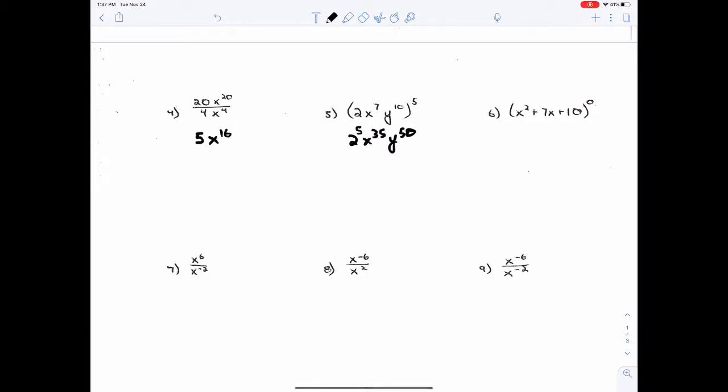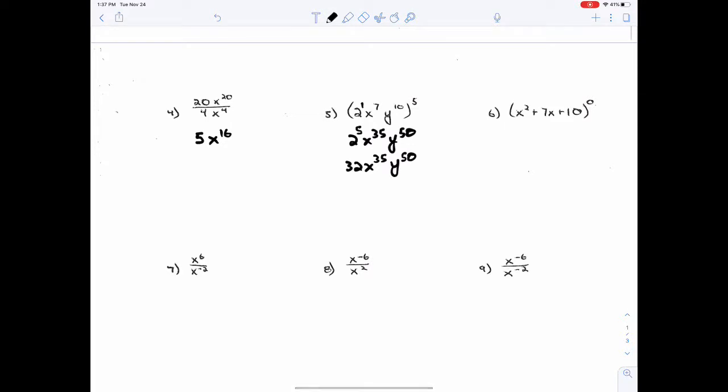Now you can write it down. X to the 35th, because the exponent here is understood to be 1, so 5 times 1 is 5. Then y to the 50th, and yes, you must call 2 to the 5th 32. So it's 32, x to the 35th, y to the 50th.